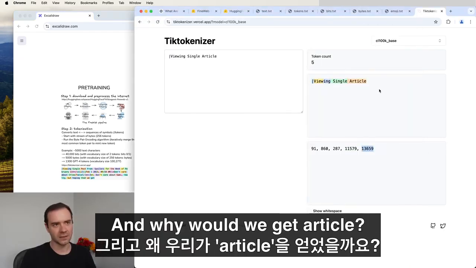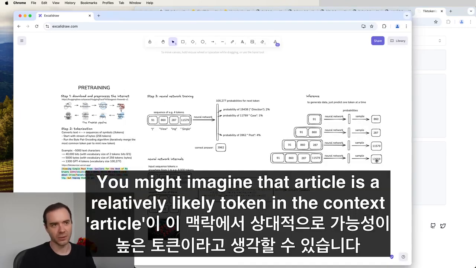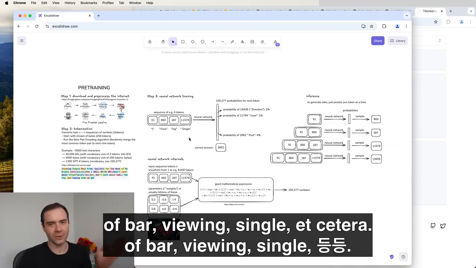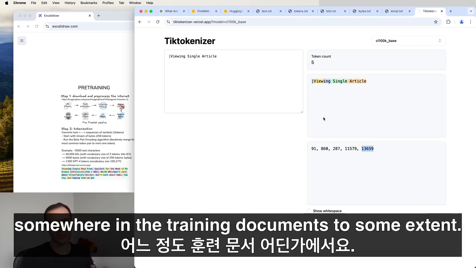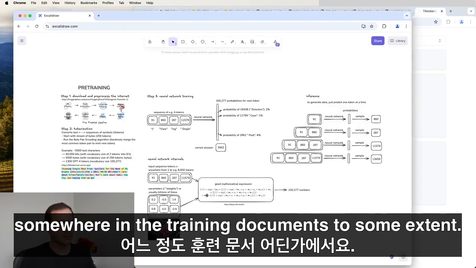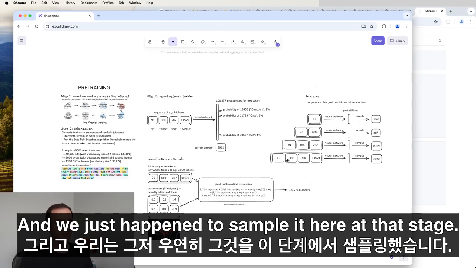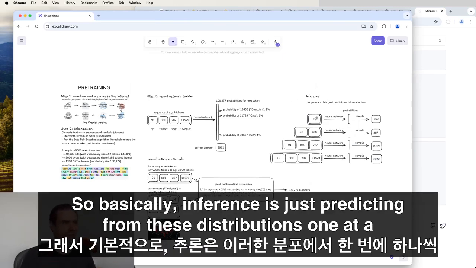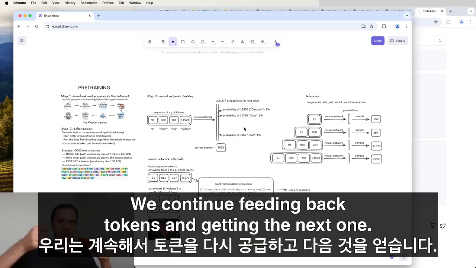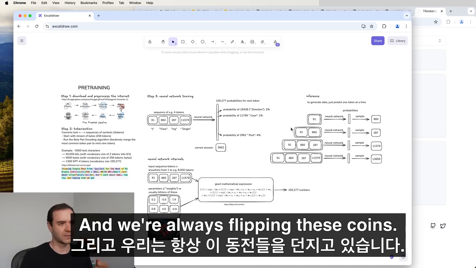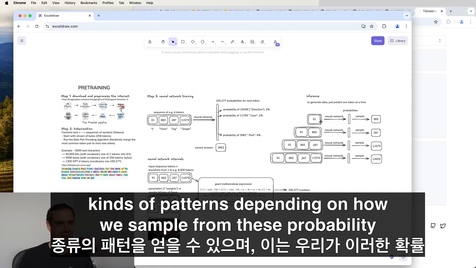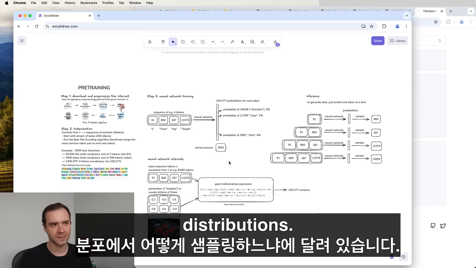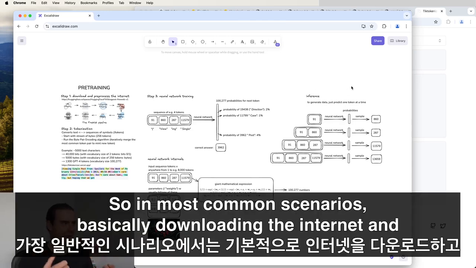And why would we get "article"? You might imagine that "article" is a relatively likely token in the context of "bar," "viewing," "single," etc. And you could imagine that the word "article" followed this context window somewhere in the training documents to some extent, and we just happened to sample it here at that stage. So basically, inference is just predicting from these distributions one at a time. We continue feeding back tokens and getting the next one. And we're always flipping these coins, and depending on how lucky or unlucky we get, we might get very different kinds of patterns depending on how we sample from these probability distributions. So that's inference.